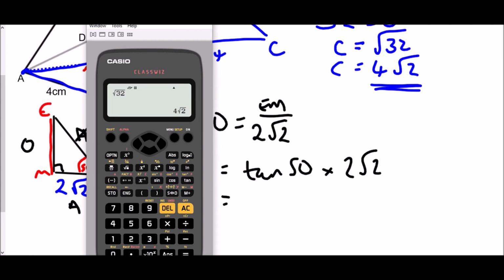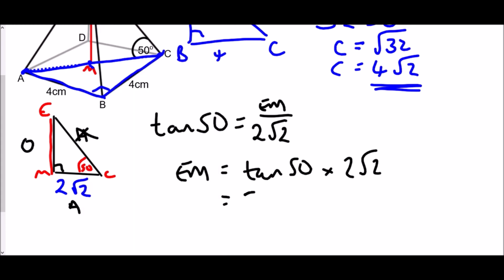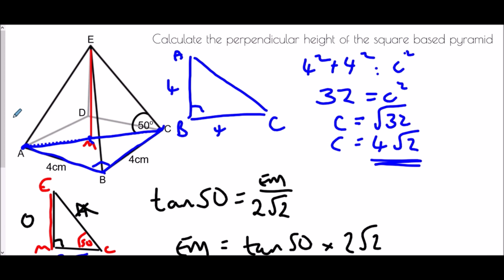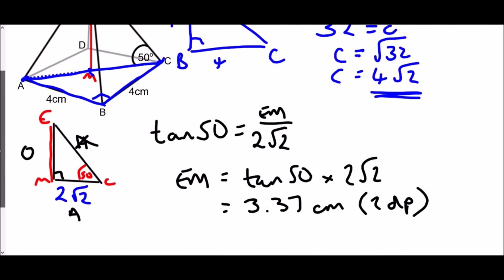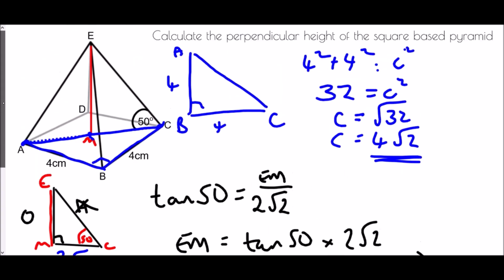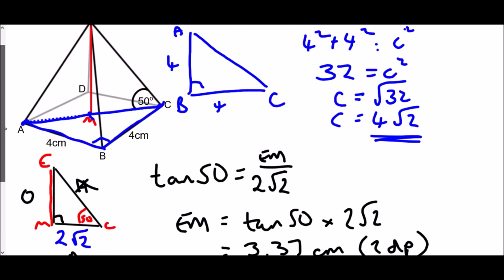Tan 50 times 2 root 2, and it equals 3.37 to 2 decimal places. And again, having a look at those values, does that seem sensible? Well, given that the base was a 4 centimetre base, a 3.37 centimetre height does sound very sensible indeed.